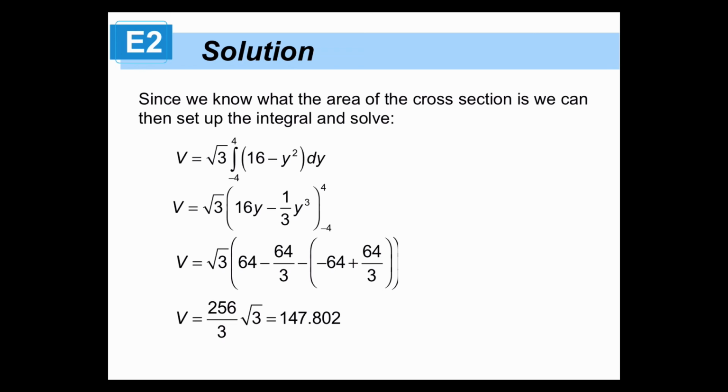On a non-calculator portion of a test, you would get this as an answer. On the calculator portion, you probably wouldn't even go through this. You'd set it up with FN int to get 147.802.